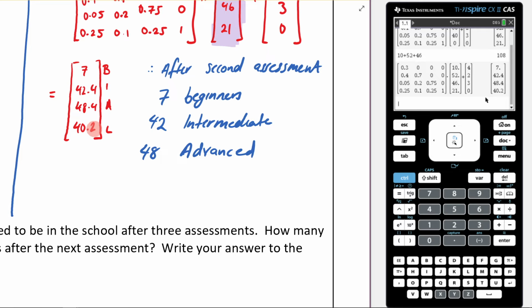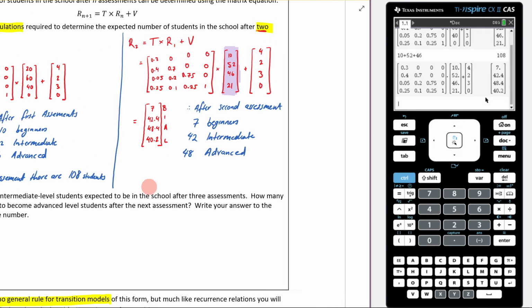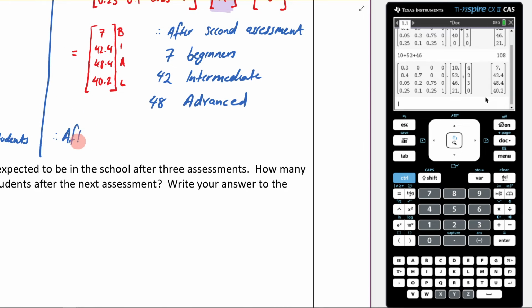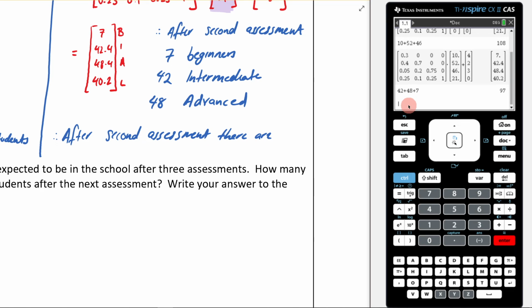So that means overall, and how did I write it over here? I just want to write it the same. After the second assessment, there are, so 42 plus 48 plus 7 will be 97. If I've counted that correctly, let me just double check because I don't want to make a mistake. 42 plus 48 plus 7 is 97. Huzzah. 97.